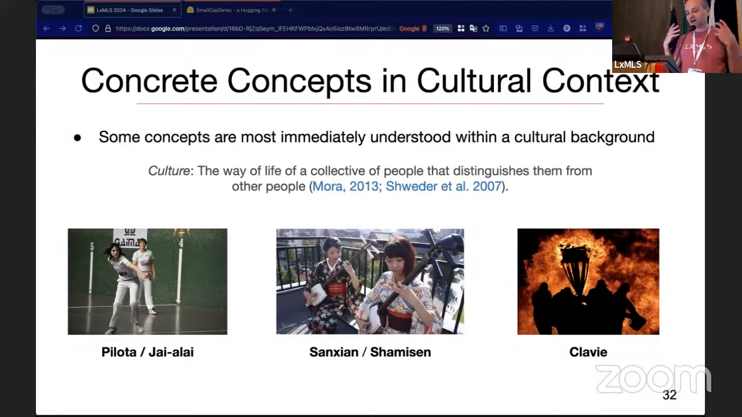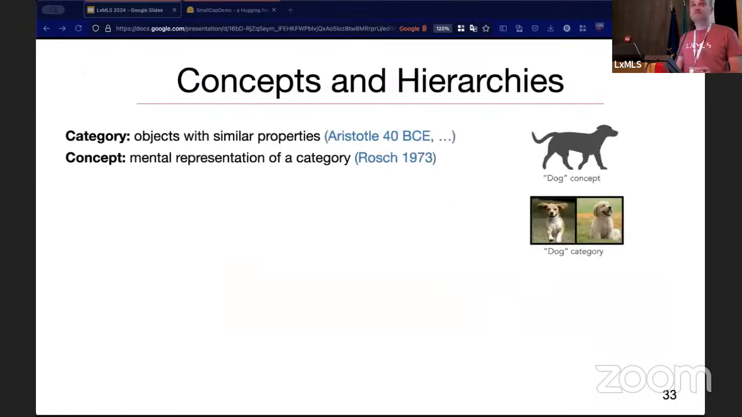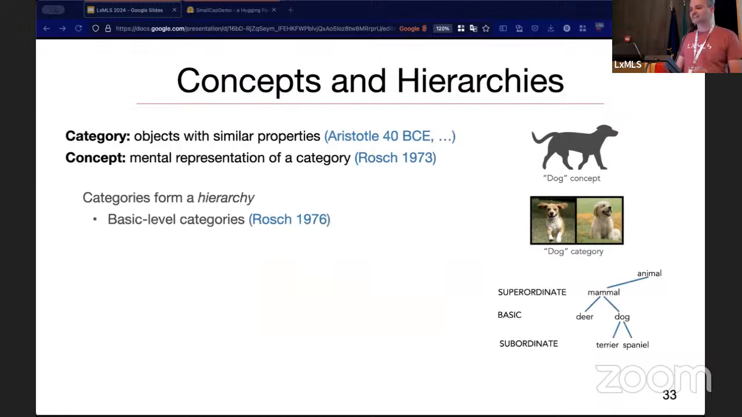But these are concepts where it's really difficult to understand what they are if you don't know the background that they come from. And this is not a new problem. I'm not going to claim I'm the first person to think about this. There is a very, very long history of people thinking about categories and concepts. And I particularly ascribe to Roche's view that categories form this hierarchy in which we have basic level categories, and above that we have superordinate and subordinate categories.